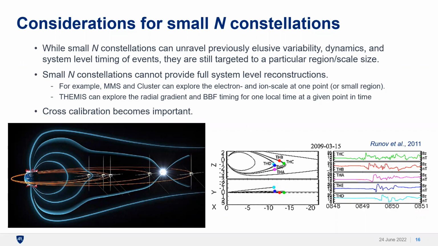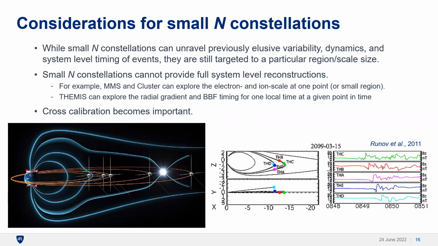For example, if you think of MMS and Cluster as they were originally envisioned in their tetrahedron, you're able to get at these electron and ion scale dynamics, which is really critical for our fundamental understanding, but it's at a particular location. So while you might be able to go through the EDR and take really good measurements of what's going on in that electron diffusion region, you're not necessarily going to have any idea of the extent of that X line. And so it does carry some constraints.